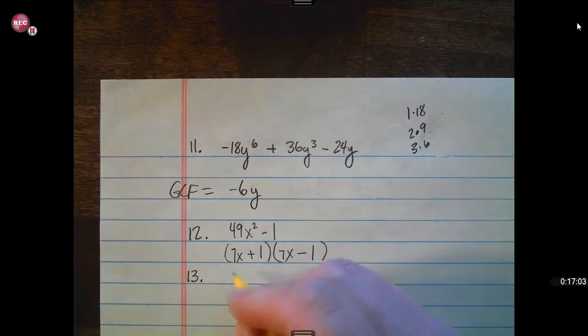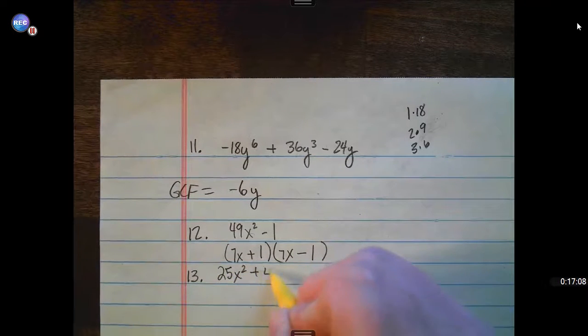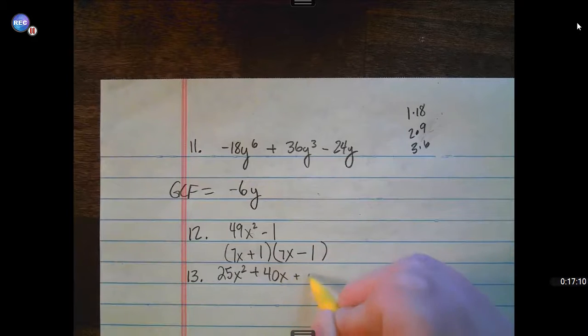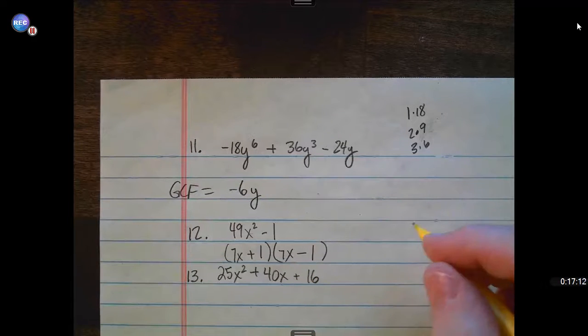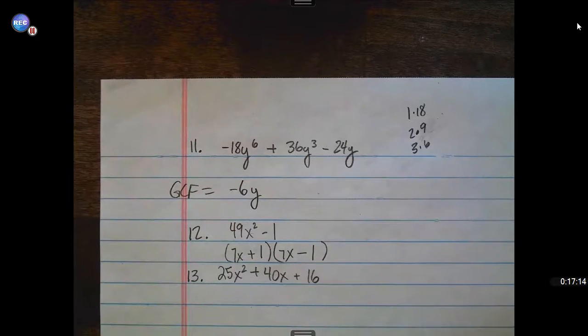13, I have 25x squared plus 40x plus 16. Is there a greatest common factor? No. Is it a binomial? No. Is it a trinomial? Yes. So I go to my factor puzzle. 25x squared goes here. 16 and 40x.